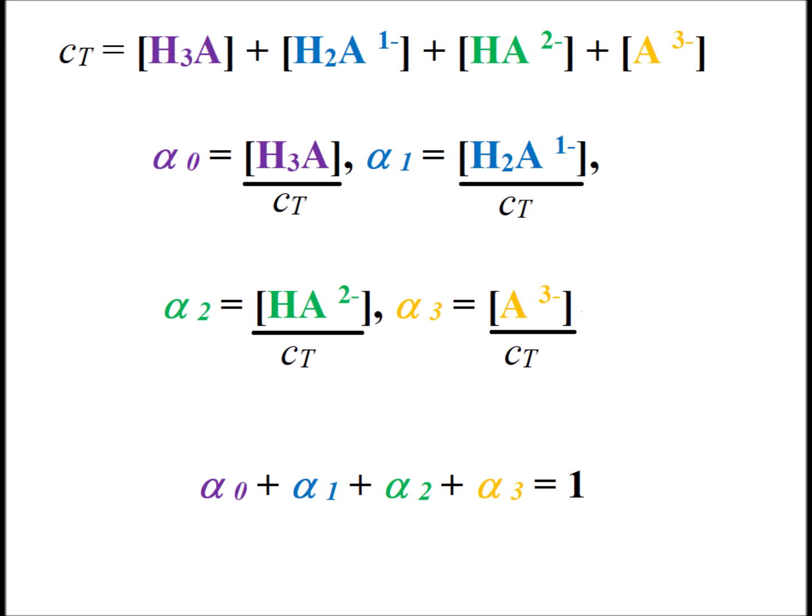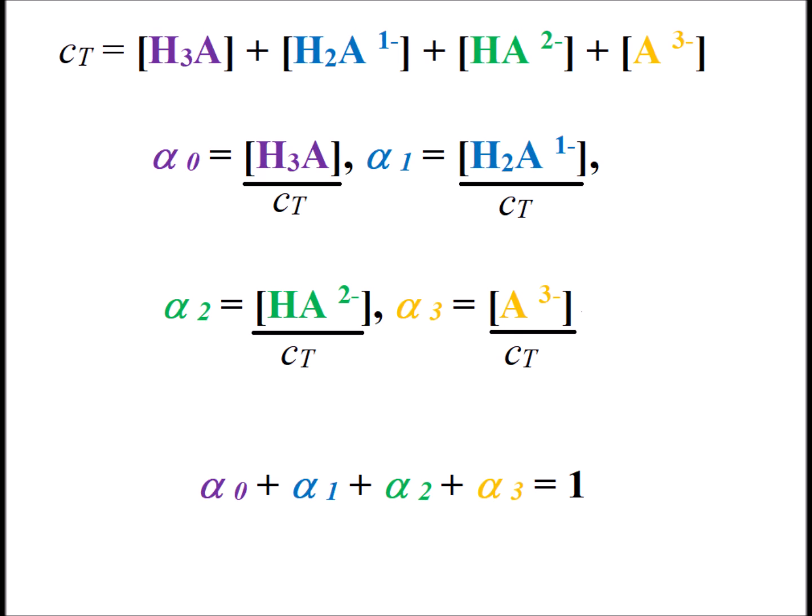So this slide includes a number of our important definitions. We have the expression C sub T, that's our total concentration of our polyprotic acid in all its forms. So that's the concentration of H3A, the undissociated acid, plus the concentration of H2A minus after one dissociation, and so on, up to the A3 minus, where it has given off all three of its protons.